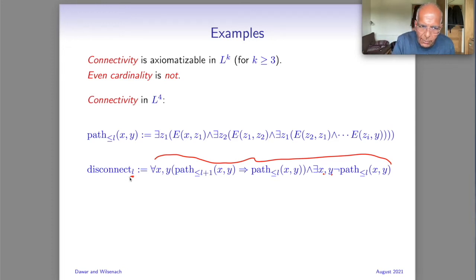So again, for each L, I have such a formula. And the total number of variables in this formula is independent of L. It is at most 4. It is 4. X, Y, Z1, and Z2 are the only variables used anywhere in this formula.